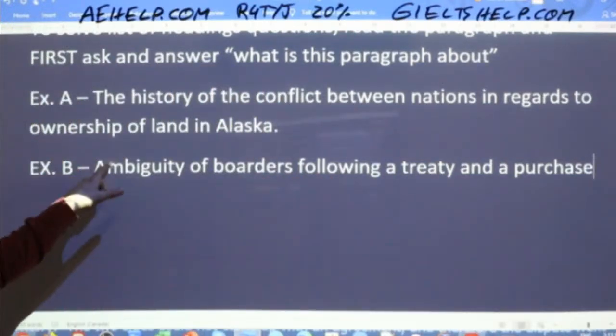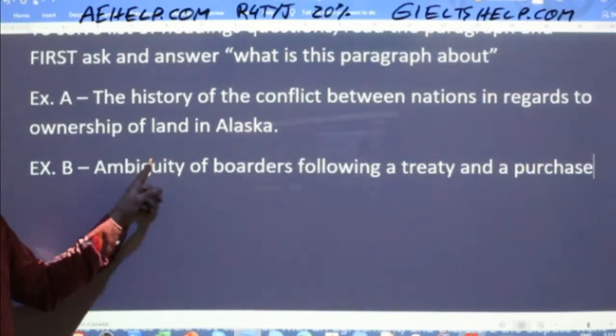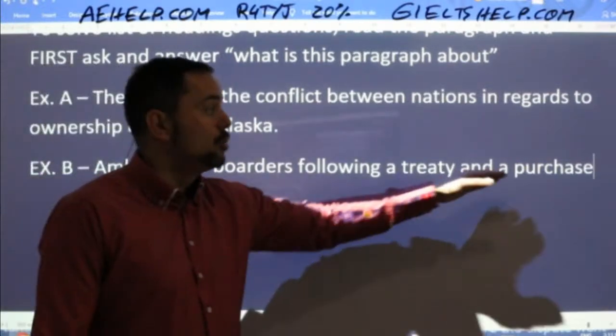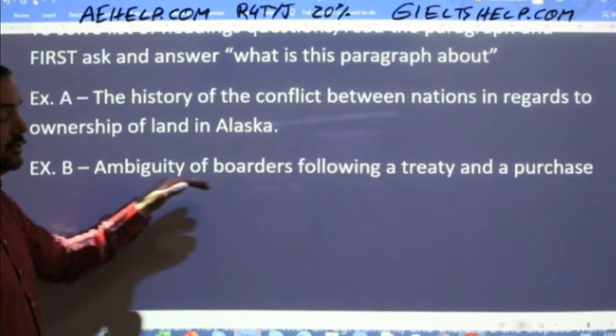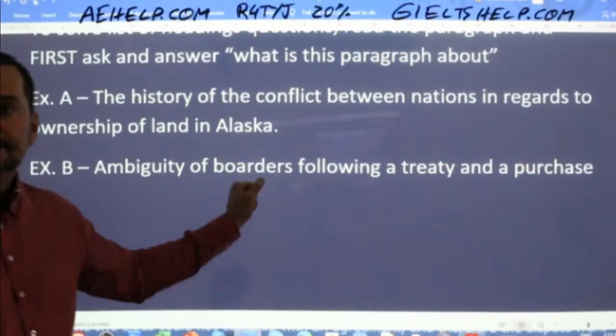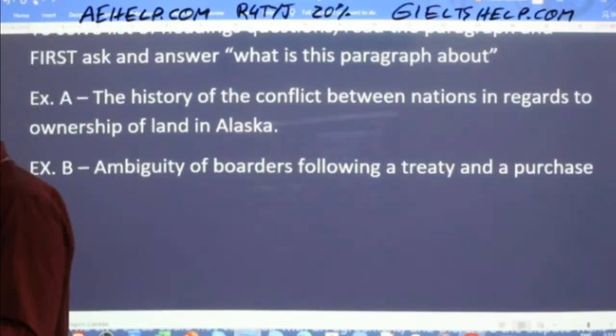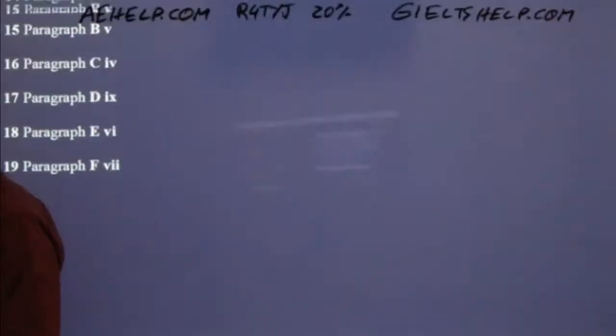And there's definitely this lack of clarity. So neither the treaty nor the purchase clarified the borders. Hopefully you picked that up. If you didn't, it could lead to a bit of trouble, but let's take a look at our options.